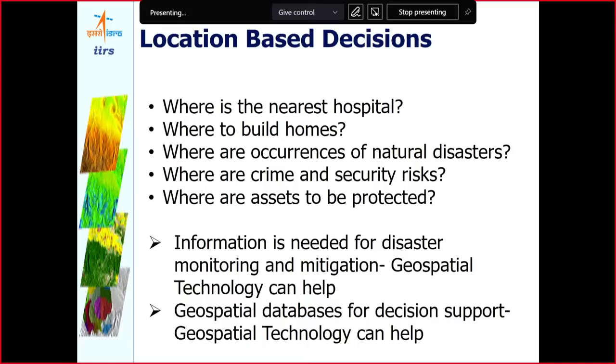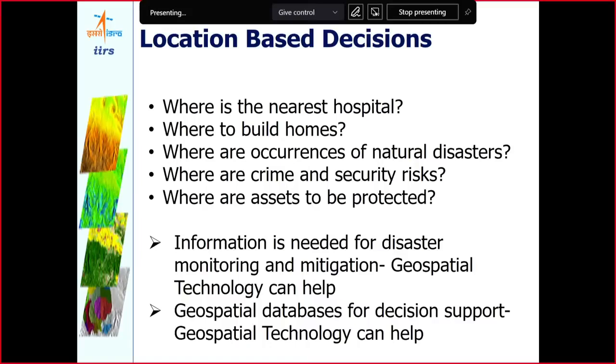Like for instance, the most common decisions are where is the nearest hospital, where is the nearest, let us say, recreation area, where is the nearest school, where to build homes, where are the occurrences of natural disasters, where are crime, where are assets. So there are so many location based decisions where this technology can play an important role.